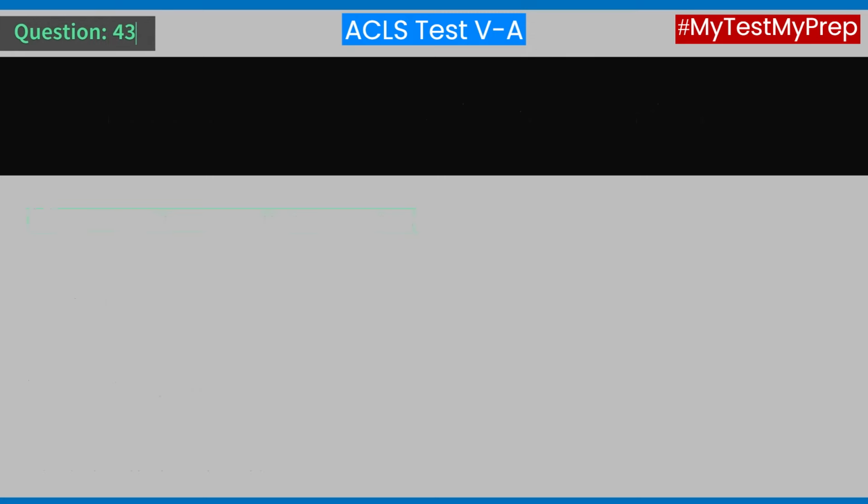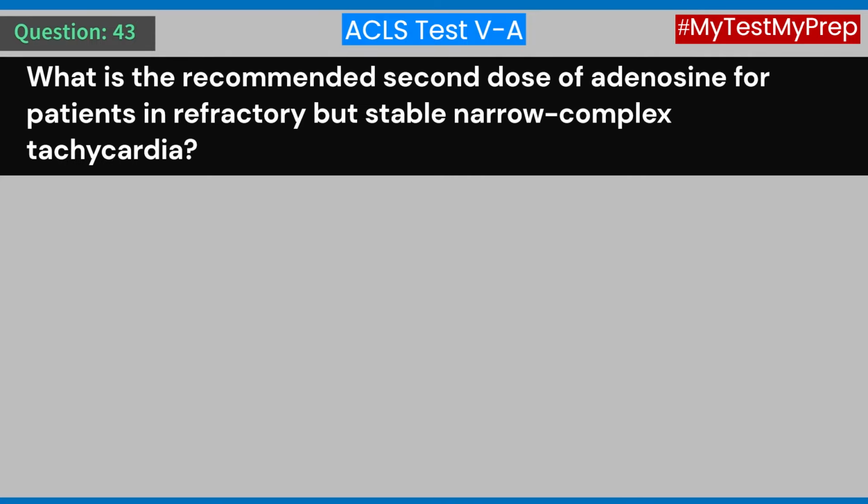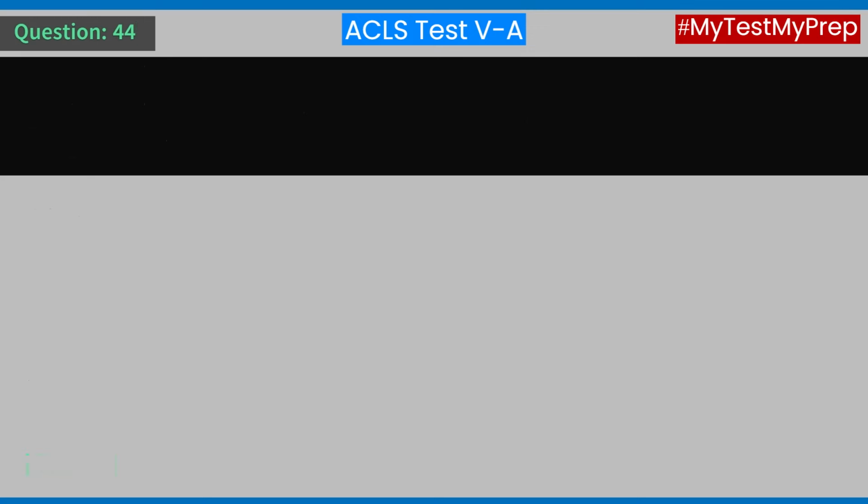Question 43. What is the recommended second dose of adenosine for patients in refractory but stable narrow complex tachycardia? A. 3 mg. B. 6 mg. C. 9 mg. D. 12 mg. Answer: D. 12 mg.